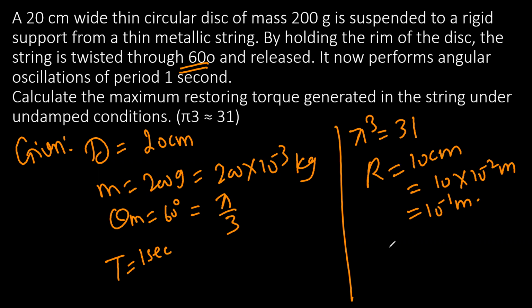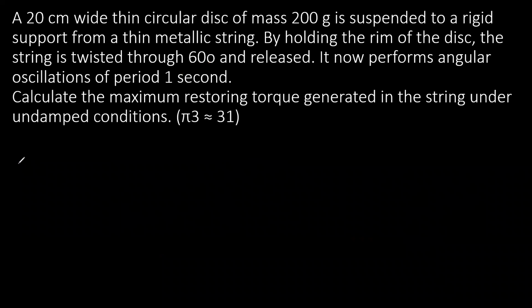What do we need to find here? We need to find the maximum restoring torque. Let's go for the solution. For the maximum torque, what you require is C into theta. You need to first find C. Theta is known, that is pi by 3. So you just find C.